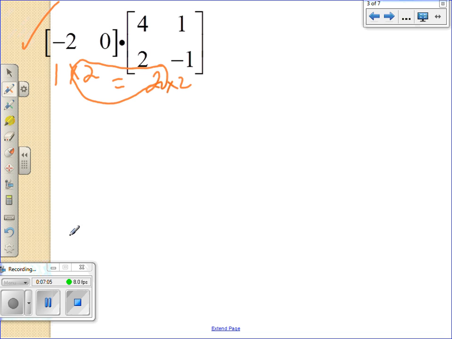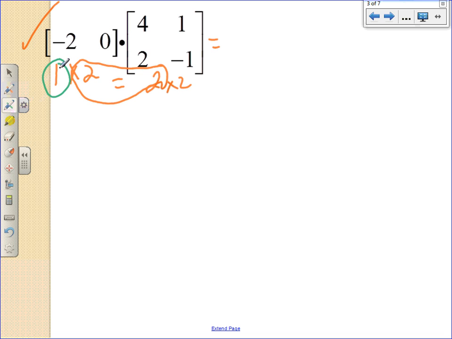The other thing you want to look at is, well, what's my result? So my resulting matrix is going to be a 1 by 2. What does that mean? 1 row, 2 columns.